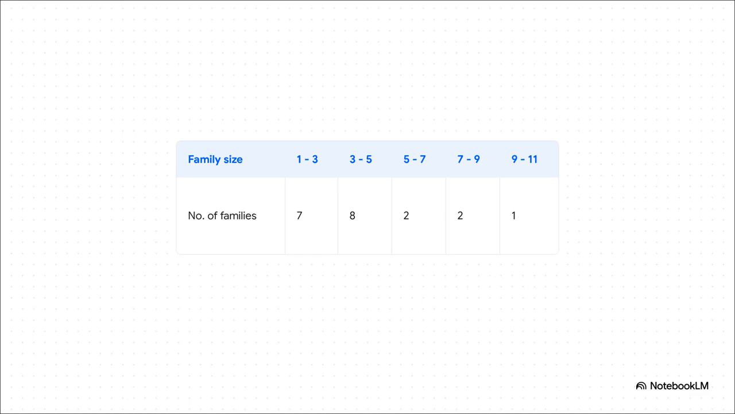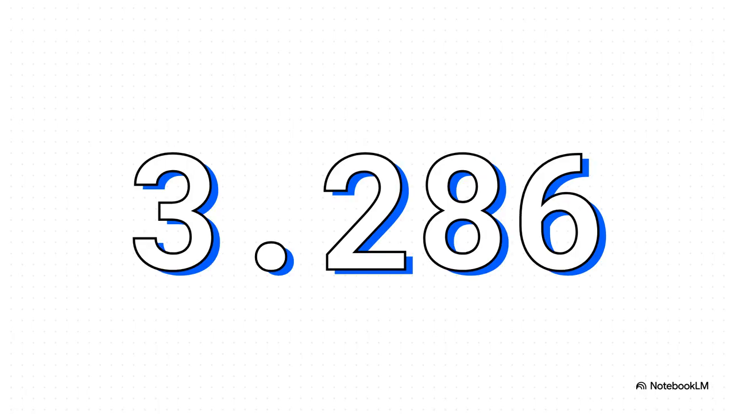So our L is 3, and our star frequency, F1, is 8. The one before it, F0, is 7, and the one after, F2, is 2. See? We have all our values now. Now we just put those values into our formula, do the simple calculation, and there it is.